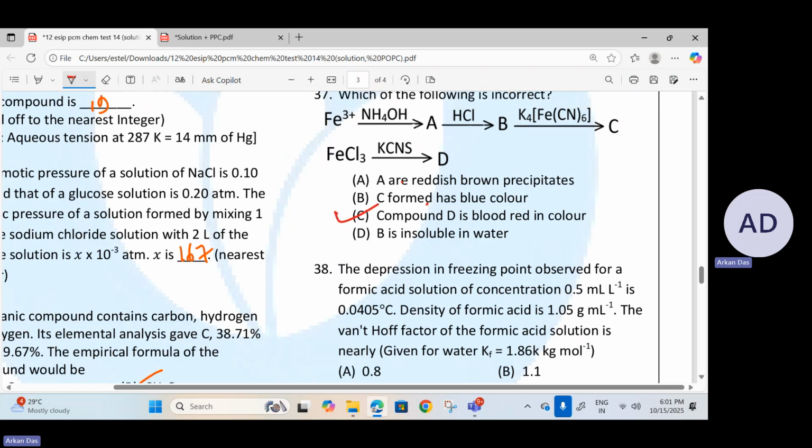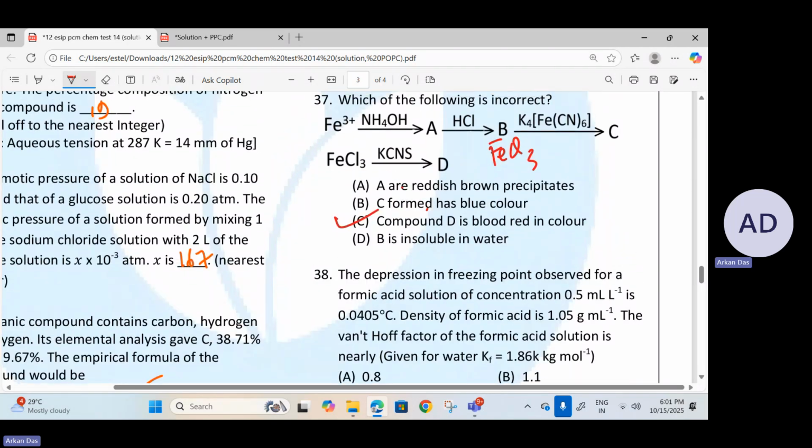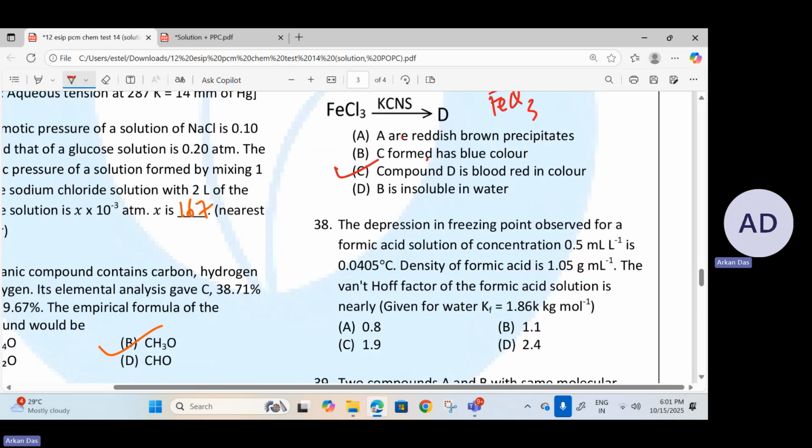Then B is insoluble in water. B was FeCl3 and FeCl3 is insoluble in water. So B is also correct. So option C is the correct option because it is the incorrect statement.